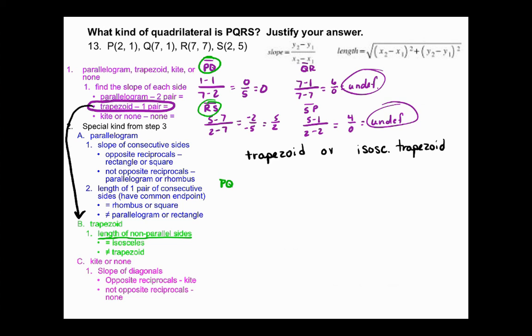So we're going to work with the non-parallel sides and calculate the length. So for PQ, we're going to do x2 minus x1 squared plus y2 minus y1 squared. So this is going to be the 5 squared plus 0 squared. So this is 25 to get an answer of 5. And we're going to work with RS.